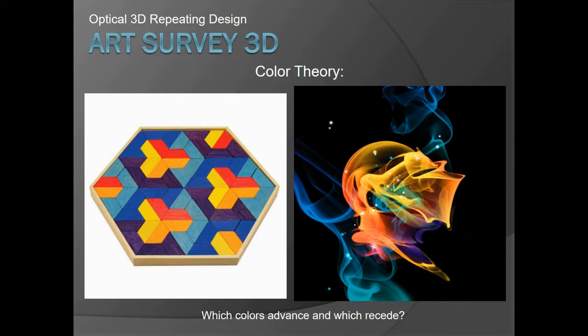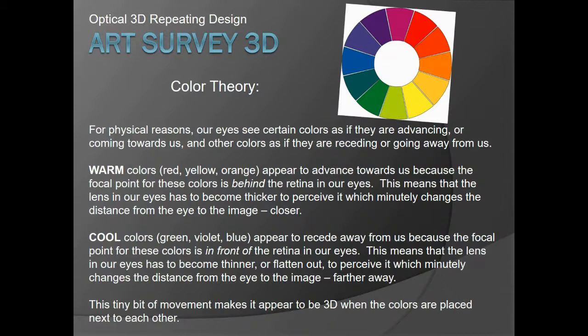And those cool colors, the blues, the greens, and purples, look like they're going away. And that all has a scientific basis in basic color theory. Warm colors, colors that we associate with fire, red, yellow, and orange, appear to advance towards us because our eye actually has to get a little bit thicker to see them. It's minuscule, but the retina of our eye has to get a little bit thicker to see them.